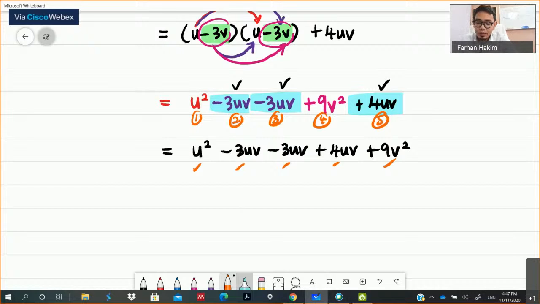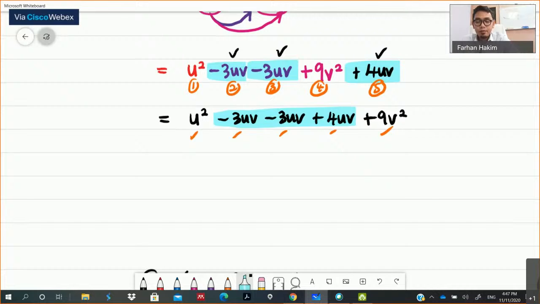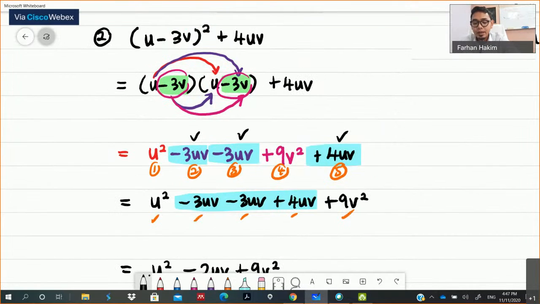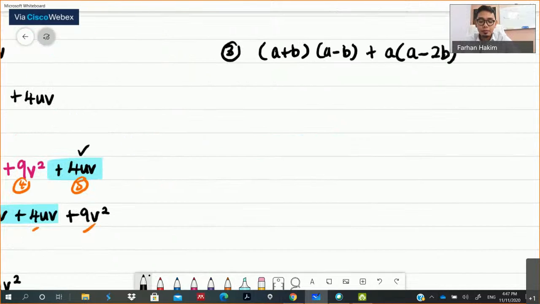So now kita nak simplify these like terms. So negative 3, negative 3 ni bukan multiply. Ni tambah tolak. Right, so firstly I'll write u square. Negative 3uv minus 3uv is negative 6uv. Negative 6uv plus 4uv will have negative 2uv plus 9v square yang belakang. That's it. Alright.